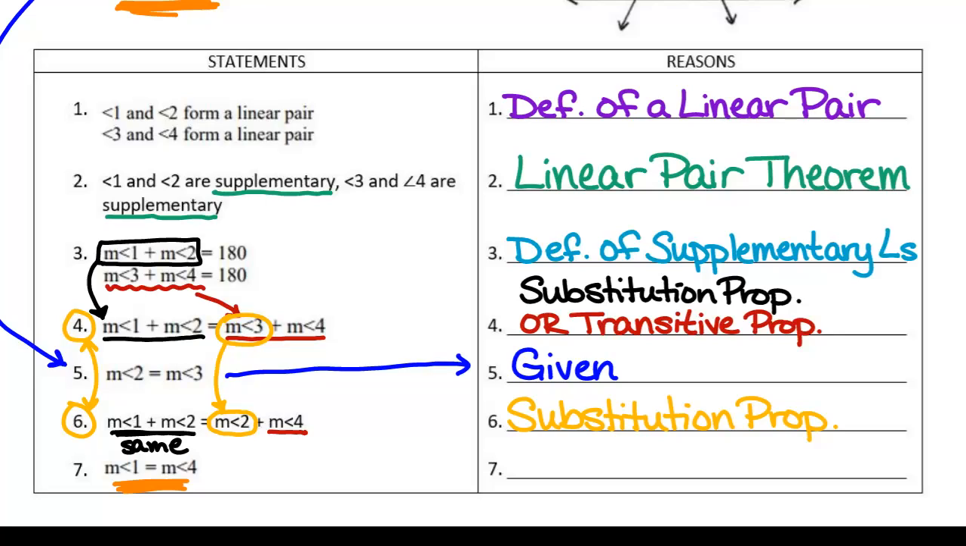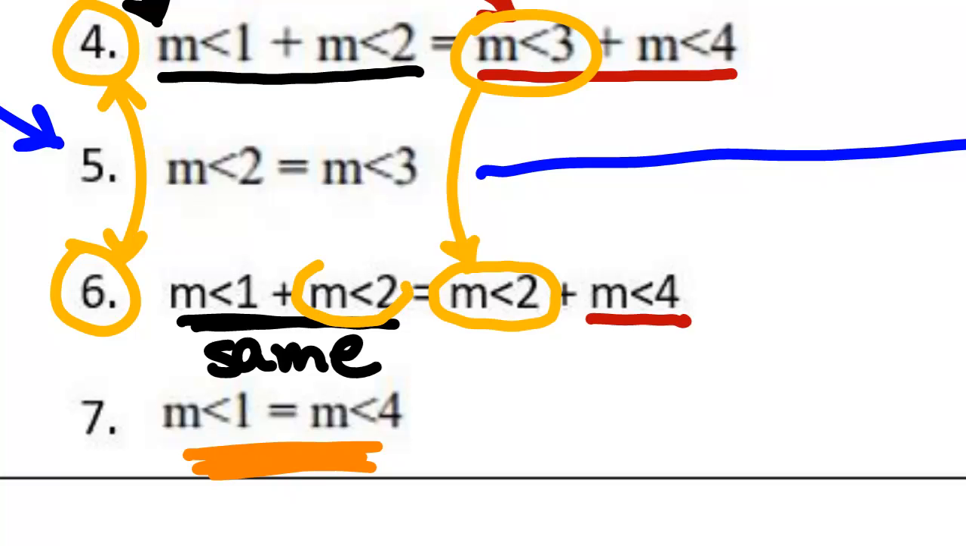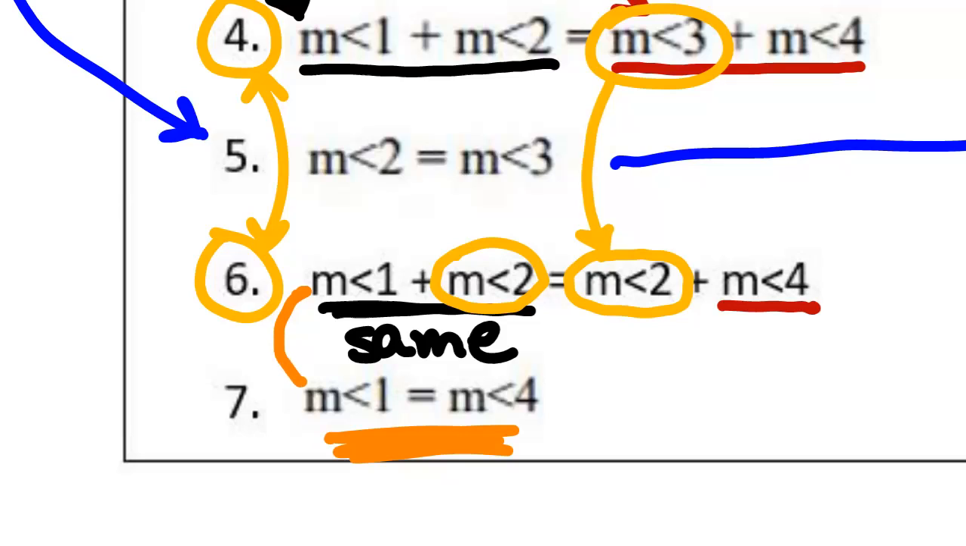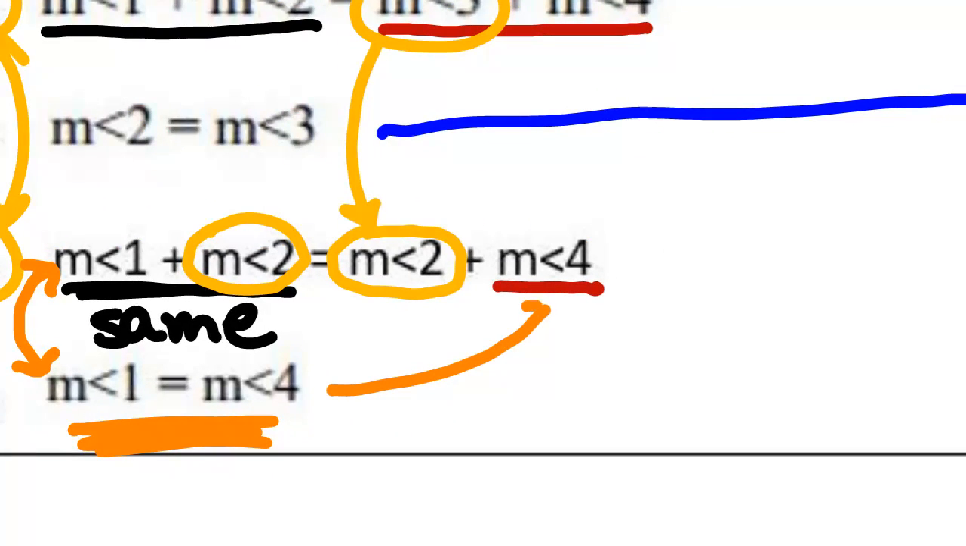Good question. Where else in this equation do you see measurement of angle 2? On the other side. Look down at my last statement, what I'm trying to prove. Angle 1 is on the left, still on the left in my last statement. Angle 4 is on the right. It's still on the right in my last statement. What did I get rid of? Measurement of angle 2. Am I allowed to get rid of it from both sides? Only if it's identical on both sides.